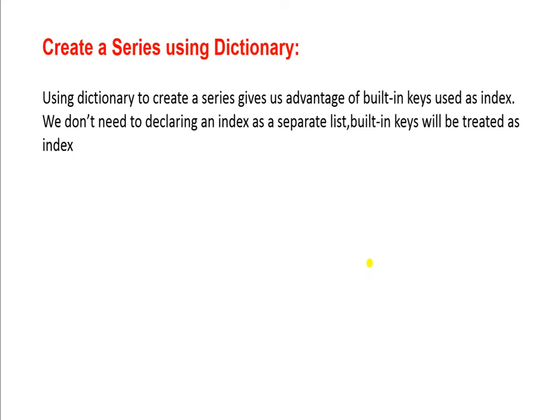Students, when we use a dictionary to create a series, there is no need to give index values, because, you know, in a dictionary there are two types of values you have to pass. The first one is the key and the second is the value for that key. So it automatically takes the key as the index value. We don't need to declare any index as a separate list. Built-in keys will be treated as index.